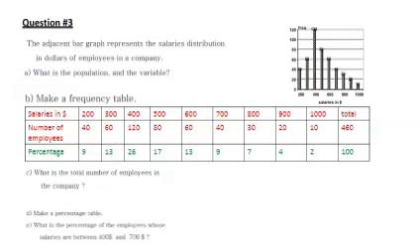And here we go to question number 3. We have the salaries distribution in dollars of employees in a company. What's the population and the variable? The population is the employees in a company, and the variable is the salaries in dollars.